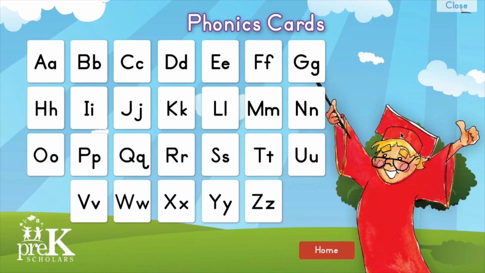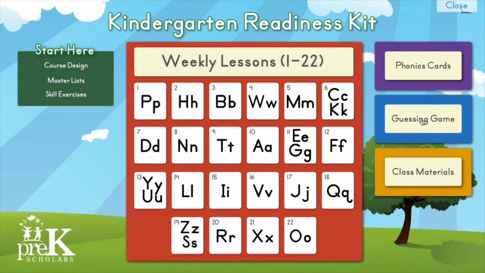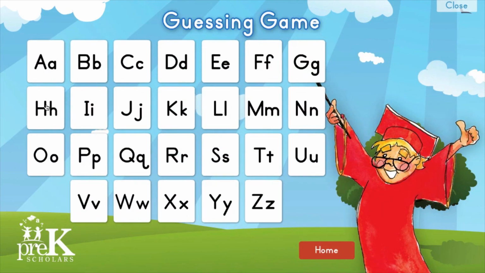So you can see that the phonics letter sound can be drilled actually without an adult, as long as the child can work a cursor, and can be done outside of the structure of the individual lessons. The same is true for the guessing game. Again, the child can pick at random.